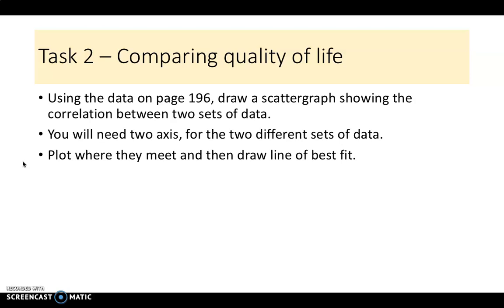Task 2 today is going to be comparing quality of life, and you're going to need some graph paper to do this. You're going to use the data that's on the table, and you're going to create a scatter graph. So you're going to be using two sets of data. So you need to choose the two that you're going to use. You're then going to plot these onto a graph, draw a line of best fit, and analyse what you found.